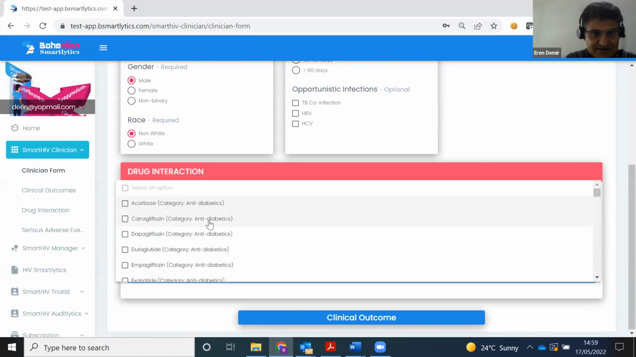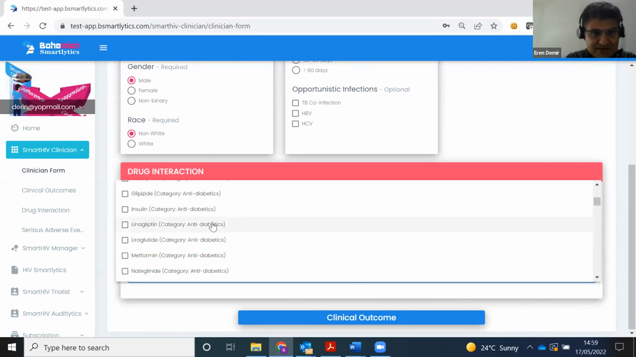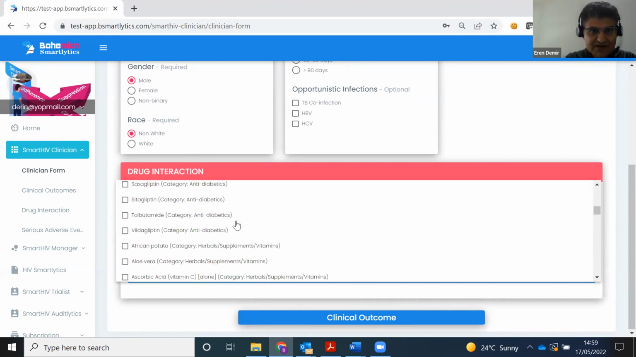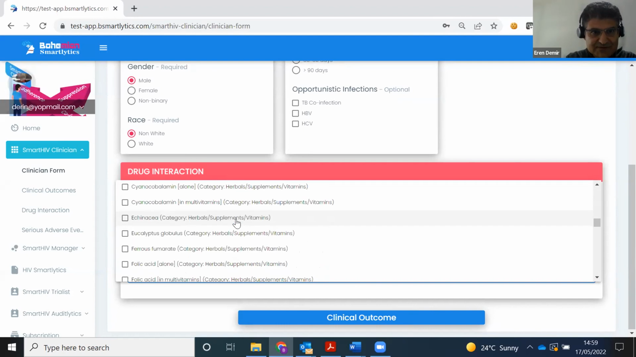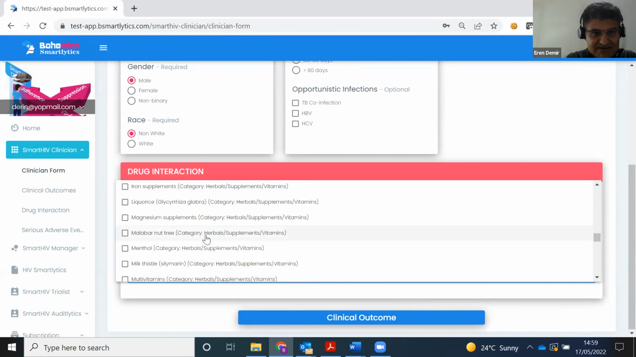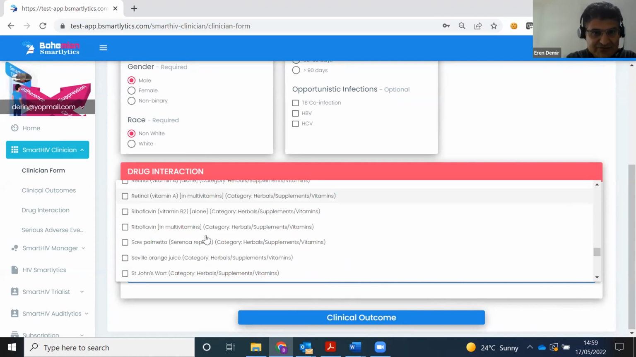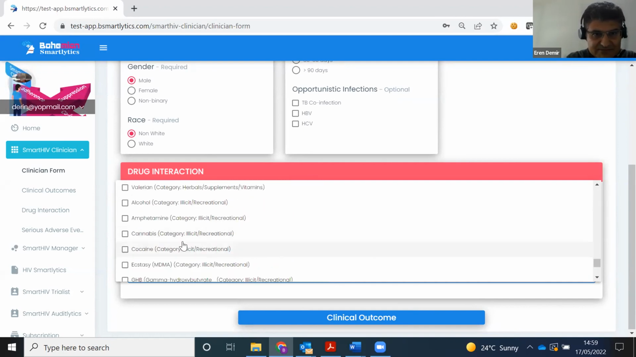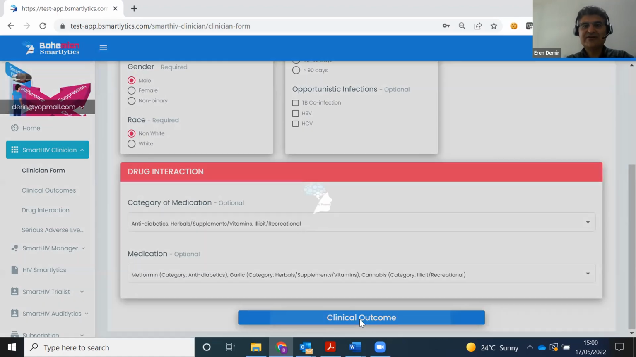Let's say I'm going to select metformin. So that's my diabetic drug. And I'm also on some folic acid, maybe, or it's garlic. Let's stick to garlic. And I'm also on an illicit drug called, let's say, cannabis. Here we are. And I want to click on clinical outcome.